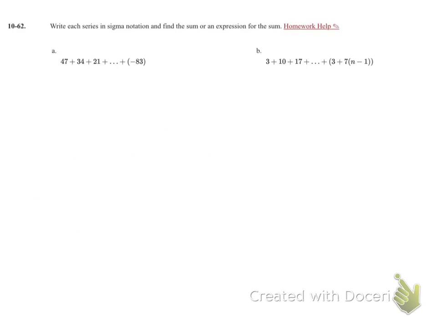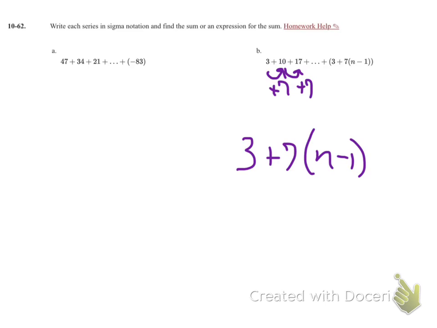We are starting with 3, we're adding 7, then we're adding 7, then we're adding 7, and so on and so forth. So my first term form is 3 plus 7 times n minus 1. Now here's why I wanted to write that out for this one. When I substitute a 1 into that formula, I get my first term. When I substitute a 2 in, I get that term. A 3 in, I get that term, and so on and so forth.